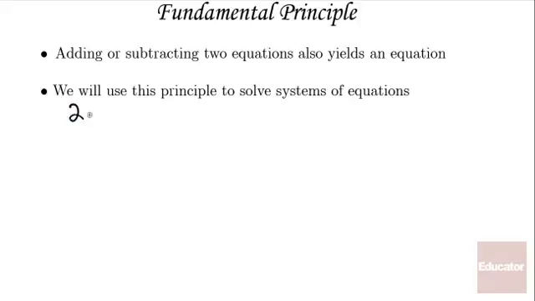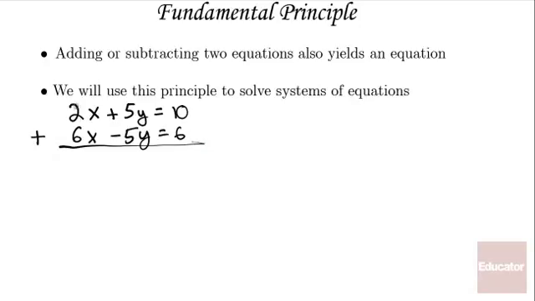For example, I may have a system of equations: 2x plus 5y equals 10. The second equation in the system is 6x minus 5y equals 6. I'm allowed to add these together, and I will see that I get 8x. This variable drops out, equals 16. I can then solve for x, and I get x equals 2. Once I've got x equals 2, I can go ahead and substitute that back in to one of my original equations to solve for y.